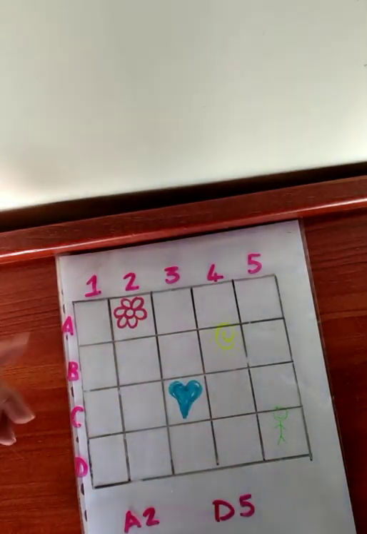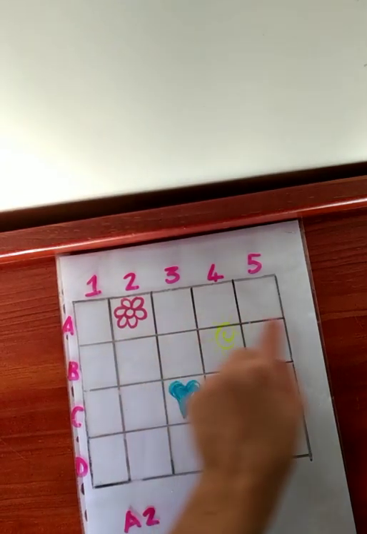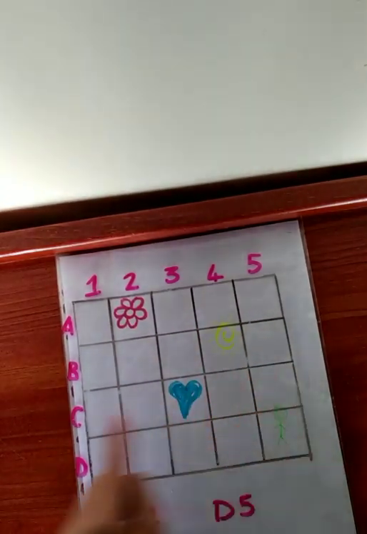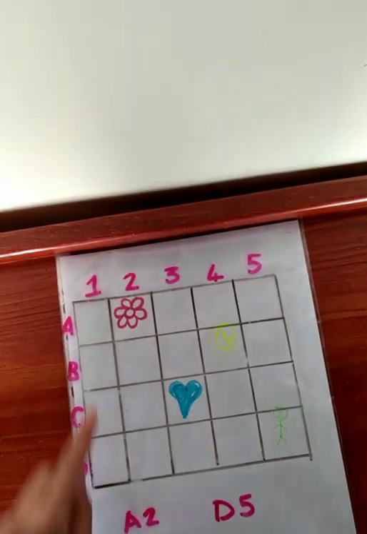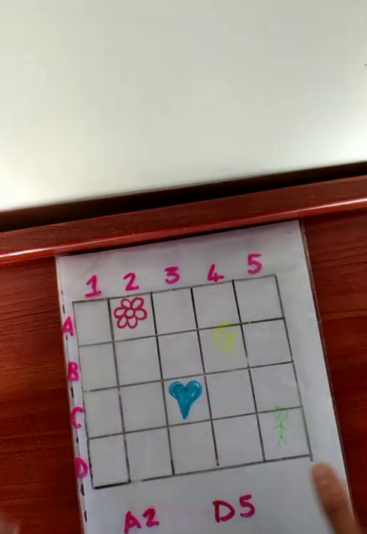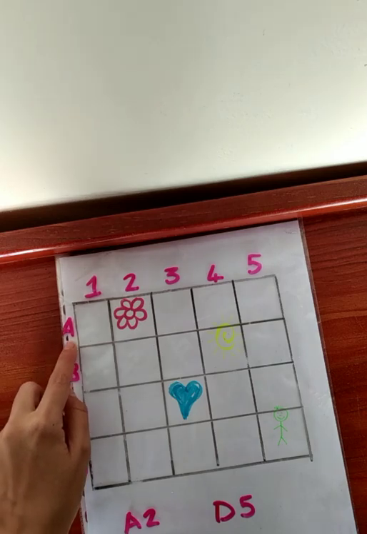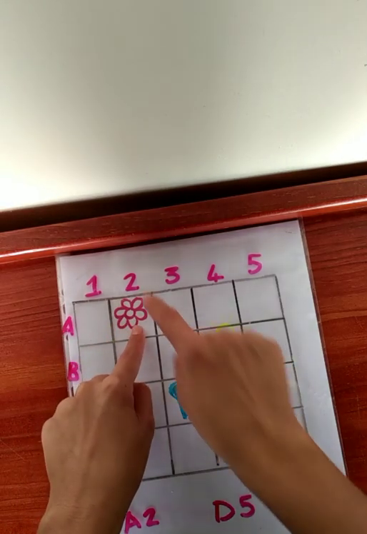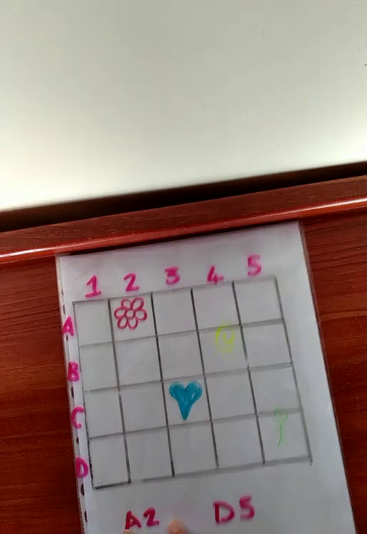We start off by looking at the ABCs at the side. So, it is in line A. This whole thing is line A. This is line B. This is line C. This is line D. This whole line downwards is 1, 2, 3, 4, 5. Now we're looking for the flower's grid reference. We see it is in line A and in line 2. So then we write A2.